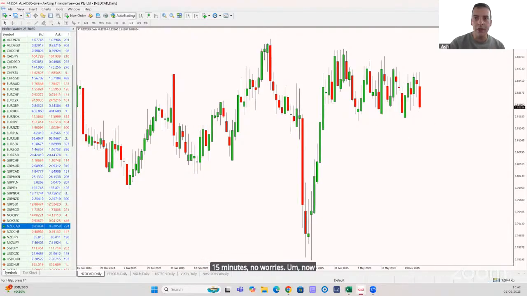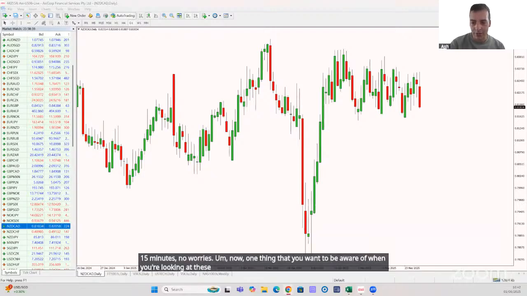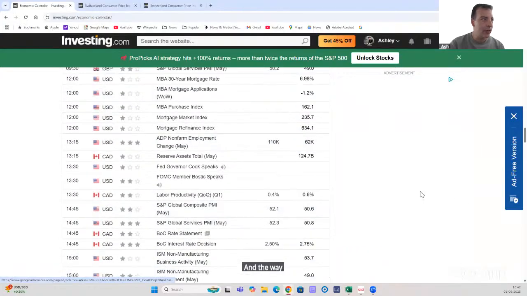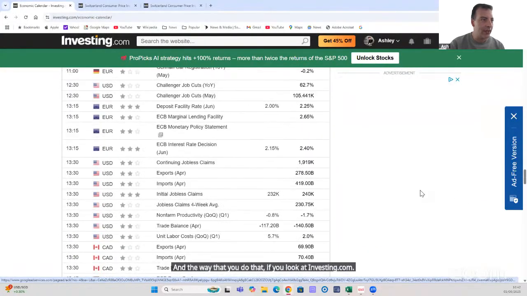Now, one thing that you want to be aware of when you're looking at these interest rate differentials is to know when the next release from a country is going to happen. And the way that you do that, if you look at investing.com, they've got a little list down the bottom here.